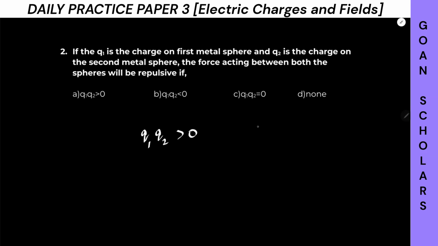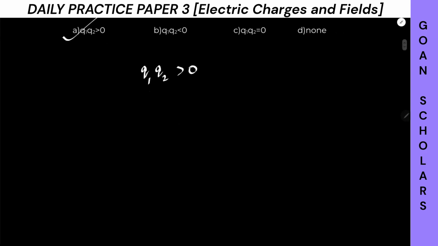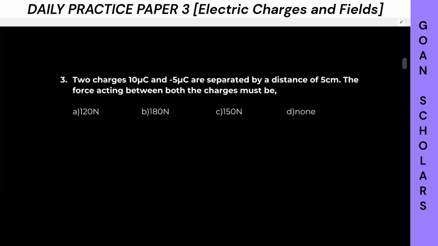For example, one charge on first metallic sphere is 5 coulomb and the second one is also 5 coulomb. So when you multiply, you will get 25, right? But if it is minus 5 and minus 7, let's say, any number, but negative multiplied by negative is again positive. So if Q1 and Q2 product is greater than 0, the force will be repulsive. If it is less than 0, it is attractive. Okay, let's move to third question.